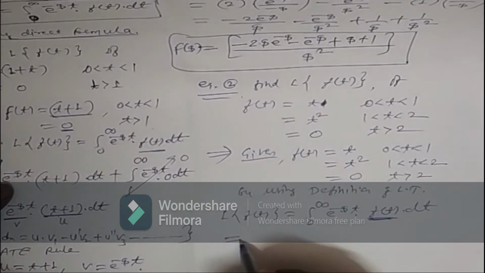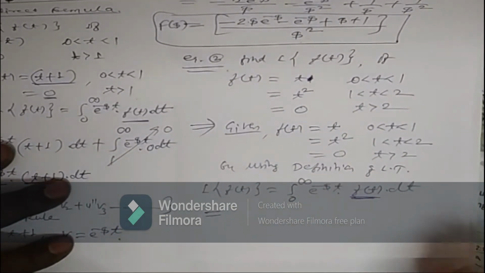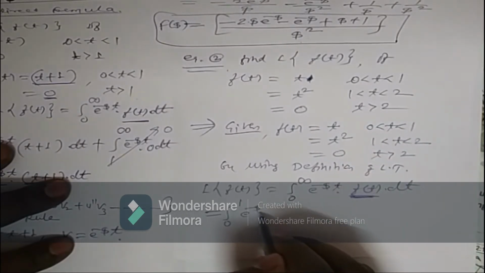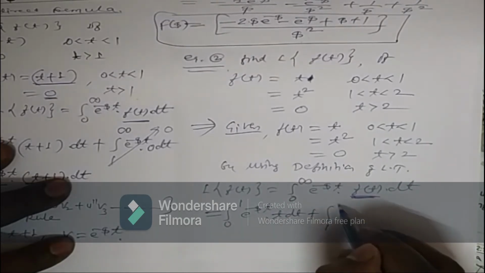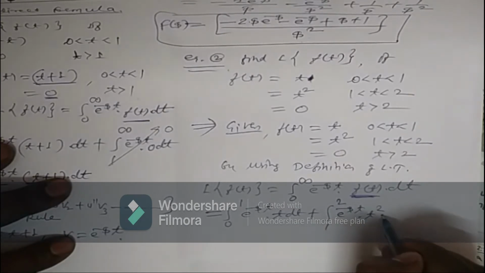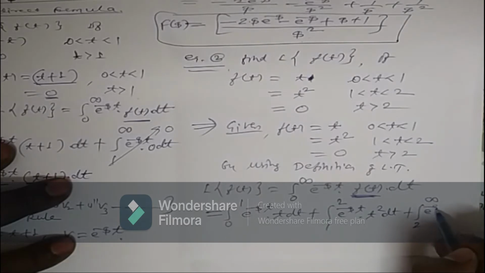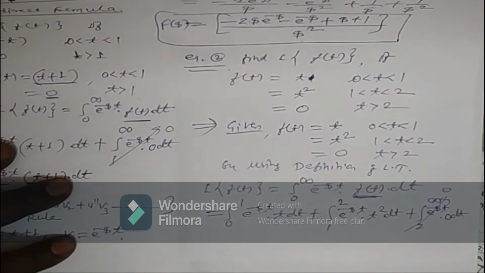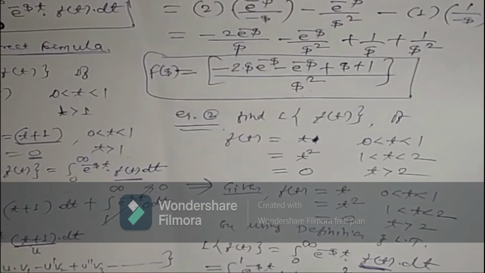Now how we can write this? So that is equal to integration from 0 to 1 e raised to minus st into f of t, which is t, dt, plus integration from 1 to 2 e raised to minus st into t square dt, plus from 2 to infinity e raised to minus st into 0 dt. So definitely this term will get cancelled, that is 0.